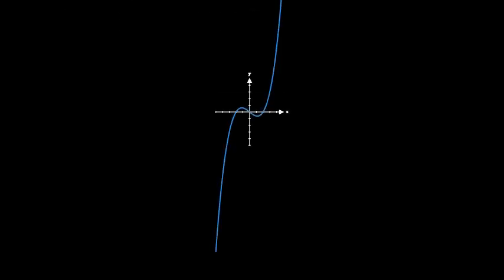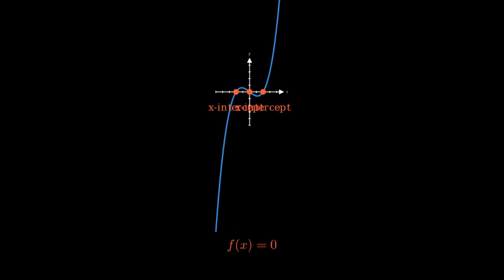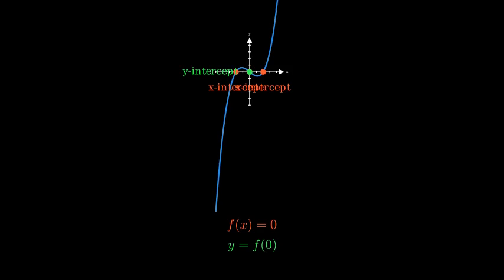Intercepts are the points where a graph crosses or touches one of the coordinate axes. The x-intercepts are the points where the graph crosses the x-axis. Since the x-axis is where y equals 0, we can find x-intercepts by setting the function equal to 0 and solving for x. The y-intercept is the point where the graph crosses the y-axis. Since the y-axis is where x equals 0, we can find the y-intercept by evaluating the function at x equals 0. Let's look at our first example, a linear function.